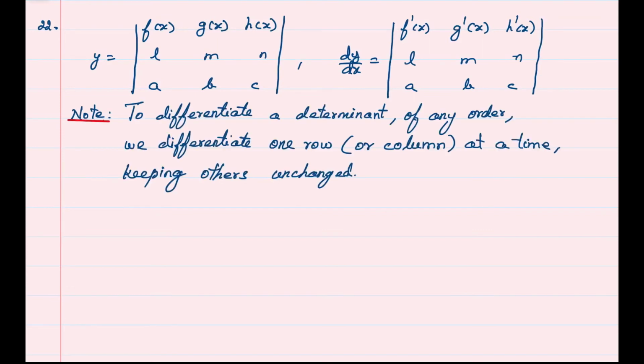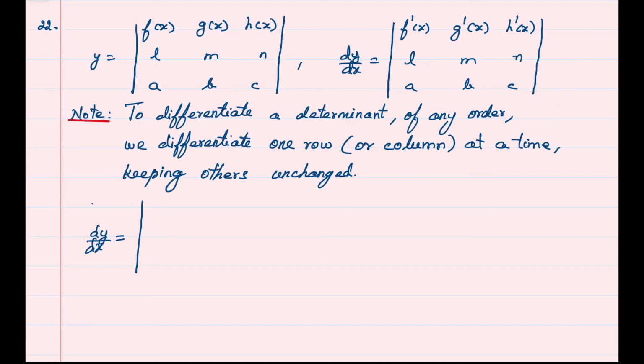Note, to differentiate a determinant of any order, we differentiate one row or one column at a time, keeping other rows or columns unchanged. It's like the product rule. So let us differentiate the given determinant. dy by dx is equal to, we will differentiate the first row.